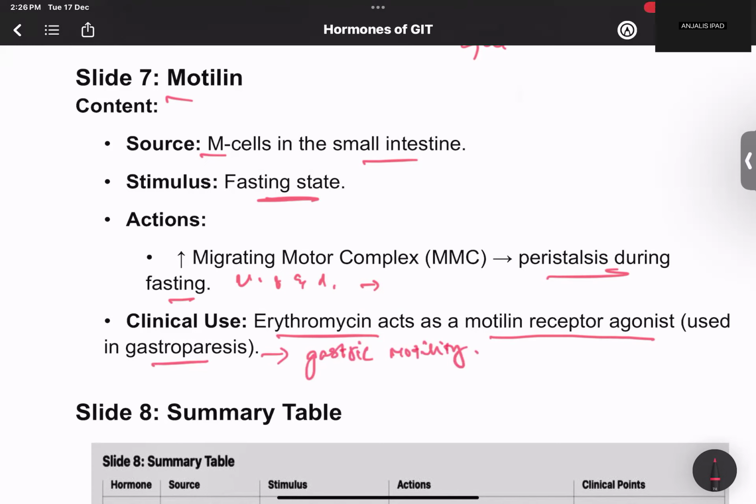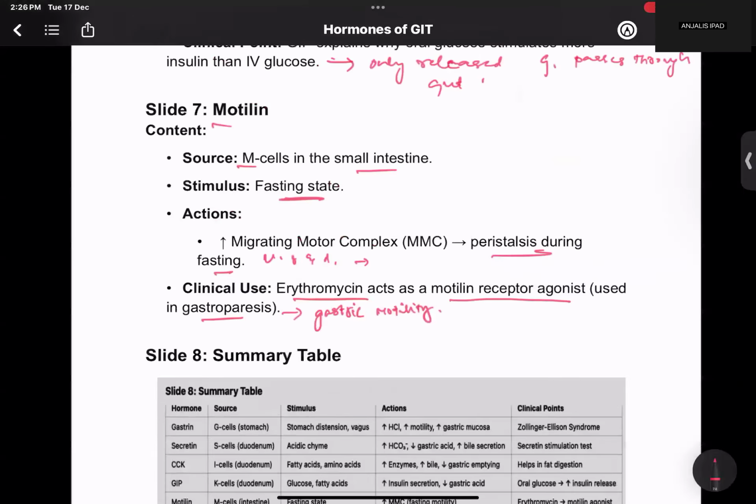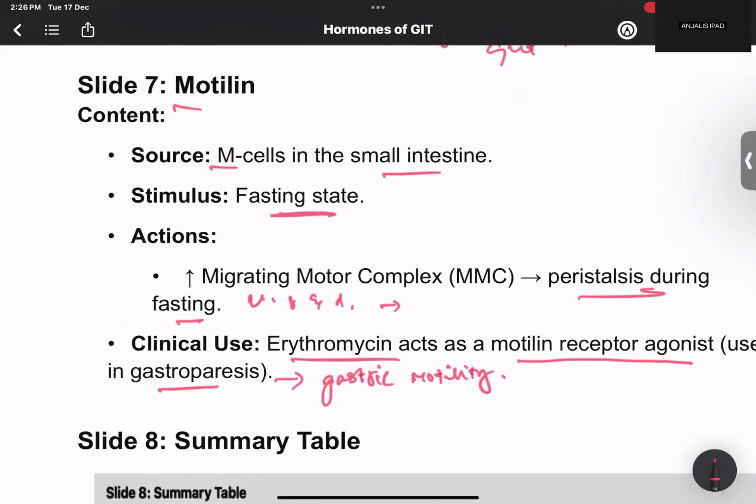Okay, so here I have a summary table. Before going on to the summary table, I'll explain motilin once again. What is the source? Source: M cells in the small intestine. Stimulus: it is triggered during the fasting state. Action: it triggers the MMC, or migrating motor complex. That is a wave of peristalsis that sweeps undigested food and debris through the gut between meals.